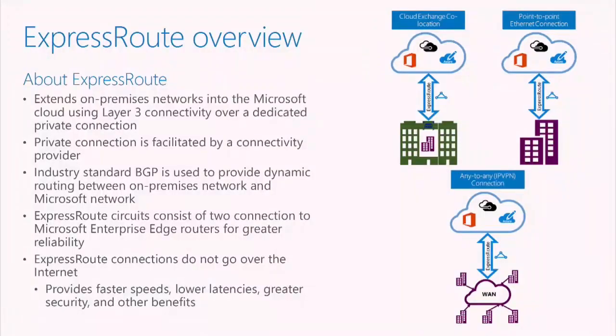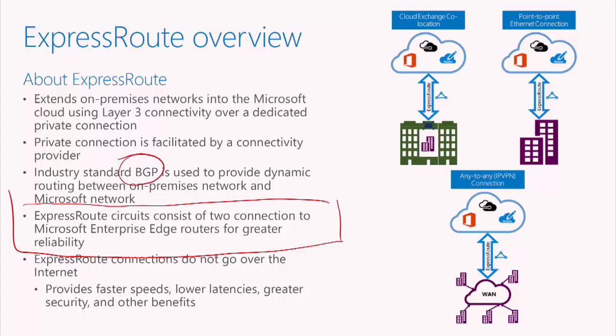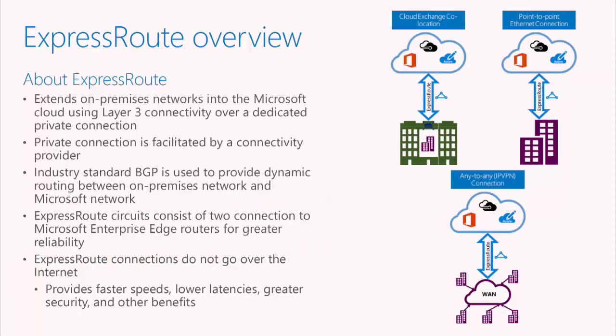On the Microsoft side, there are 2 connections with edge routers within each Microsoft region for the best reliability. They, as I mentioned, do not go over the public internet, and BGP is used to handle all the routing. So with that, that's a pretty good overview of how you manage and implement networks within Windows Azure. Everything from creating VNets and subnets all the way to the highest, best possible performance options of ExpressRoute.